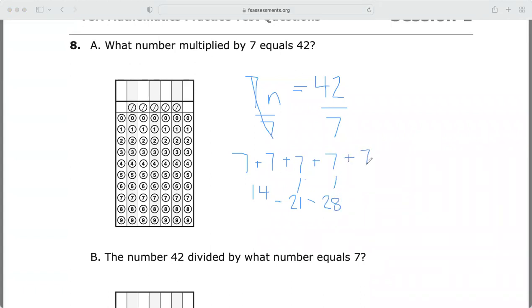Plus another 7 is 35. Plus another 7 is 42. So how many 7s is that? How many times? Let's look. We have 1, 2, 3, 4, 5, 6 times. So 6 times 7 is 42.